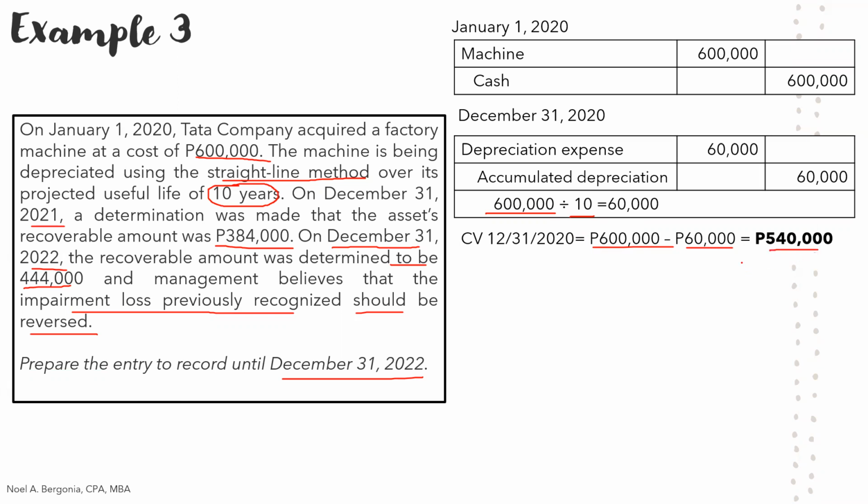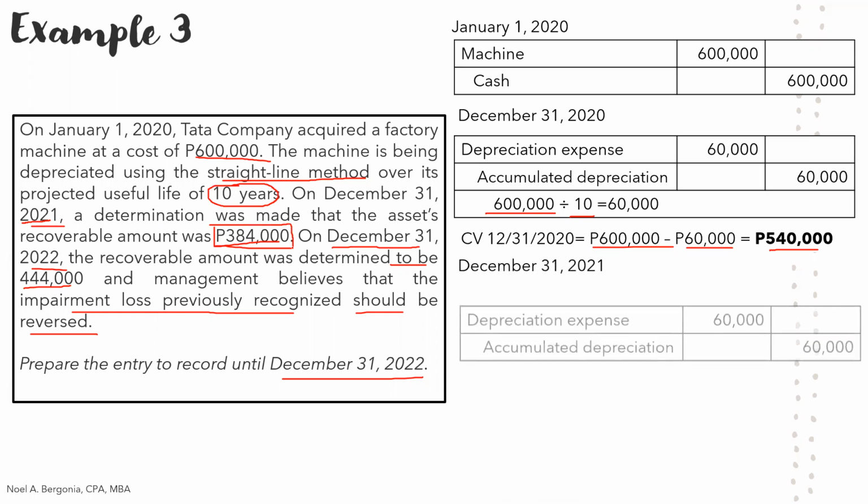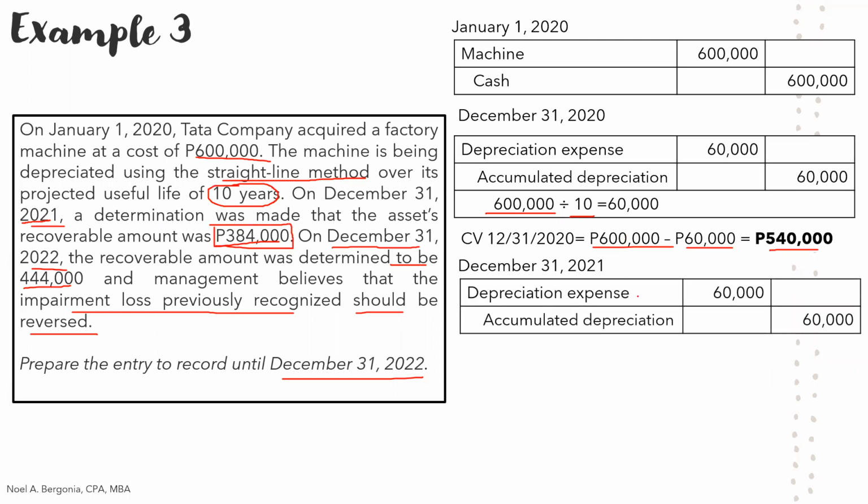That would be 540,000. Okay. So after that, we still need to depreciate it before we determine whether there is an impairment loss or not. Because the problem says that on December 31, 2021, the recoverable amount was 384,000. So on December 31, 2021, let's depreciate first: debit depreciation expense, credit accumulated depreciation, 60,000.